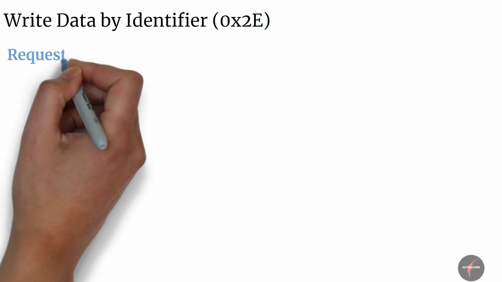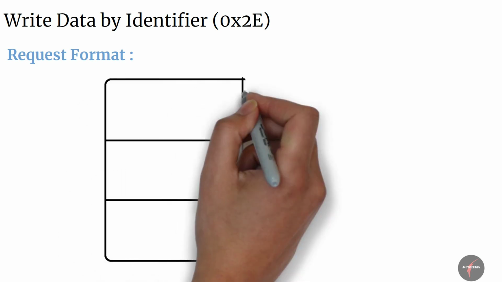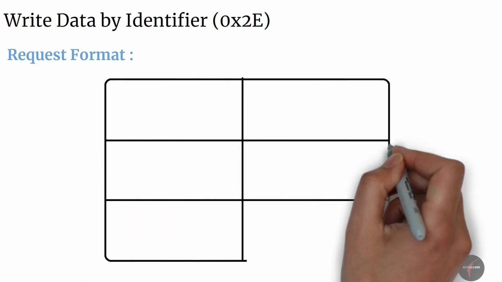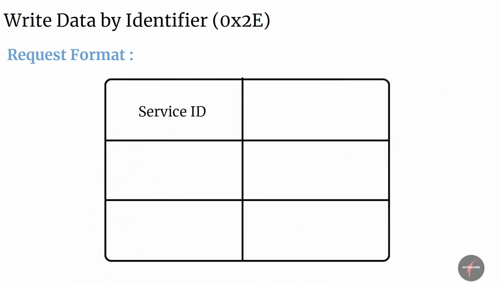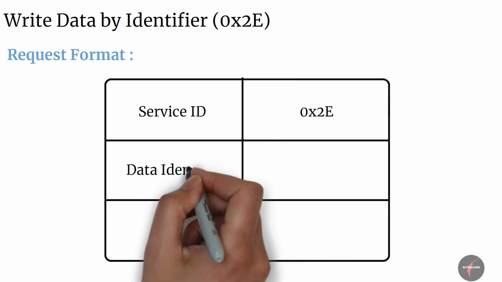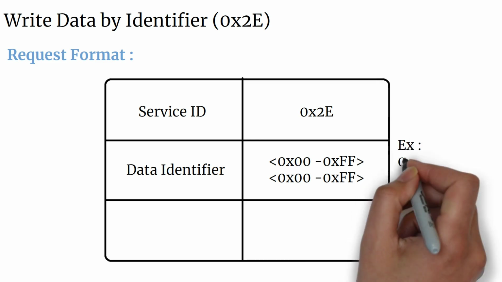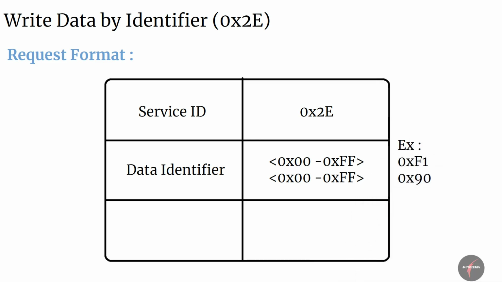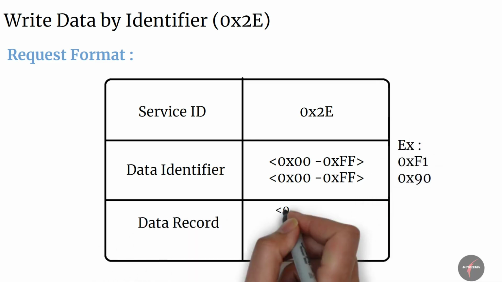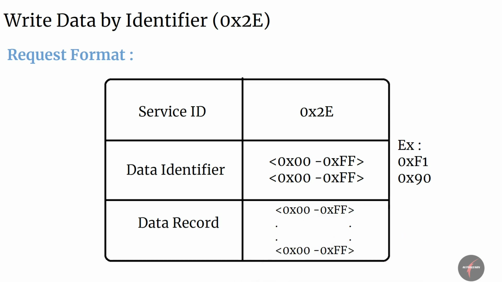Let's now look at the request format. The Write Data by Identifier request is made up of three parts. First, the service ID, which is 2E. Second, the data identifier or DID, for example F190. Third, the data record, which is the actual value to be written, formatted according to the DID.